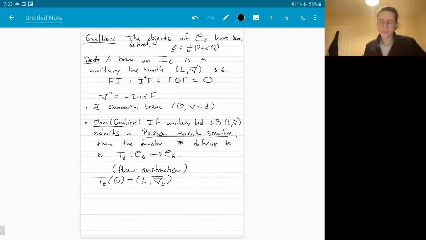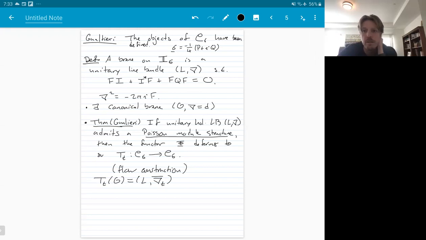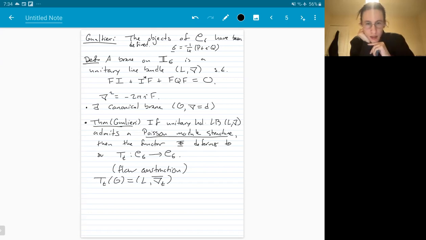Sorry, Francis, I have a very basic question. So in this definition of branes, I guess nabla is not a holomorphic connection. I mean, that's the point, because otherwise, okay, so it's a holomorphic line bundle, but nabla is not a holomorphic connection. It does not need to be holomorphic.